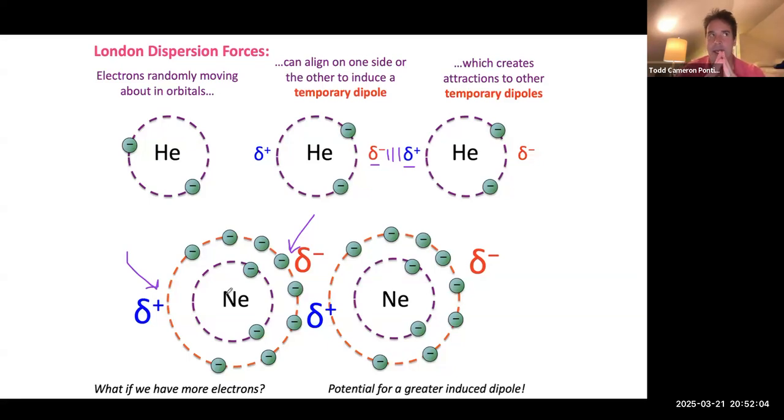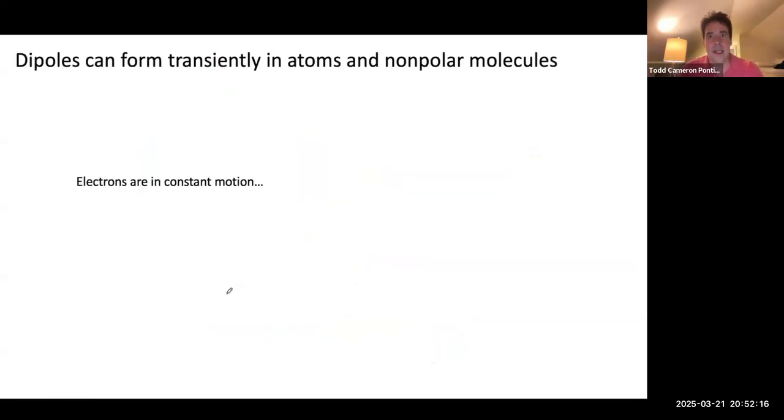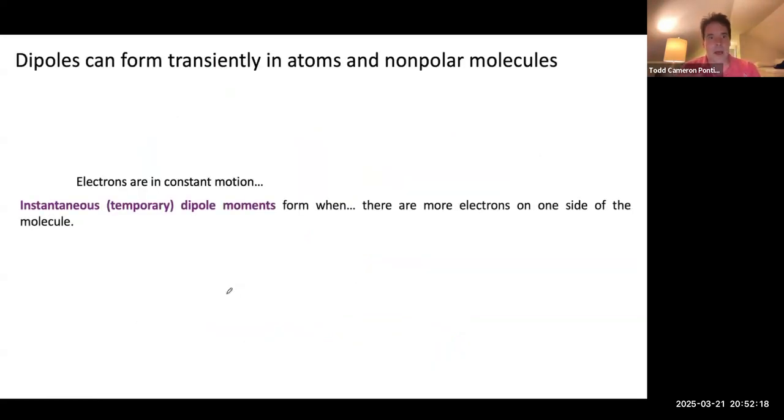And this is the general idea behind London dispersion forces. The heavier your atom or molecule is, the more of a capacity for London dispersion forces they have. So the more tightly they're held together. There's other types of temporary dipoles. So instantaneous dipoles form when there are more electrons on one side of the molecule, or atom in the case of noble gases, than the other.